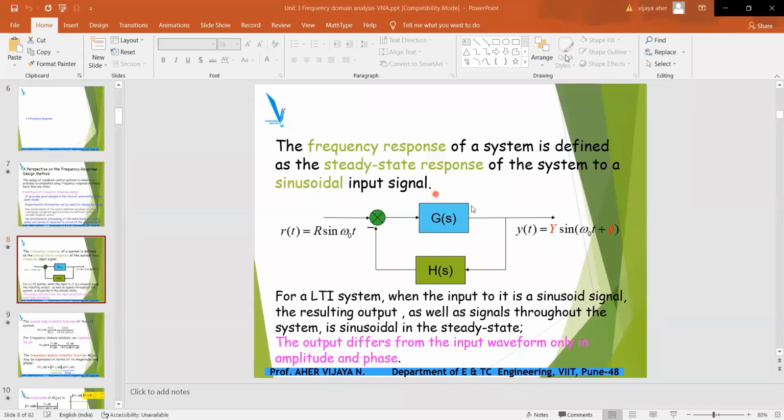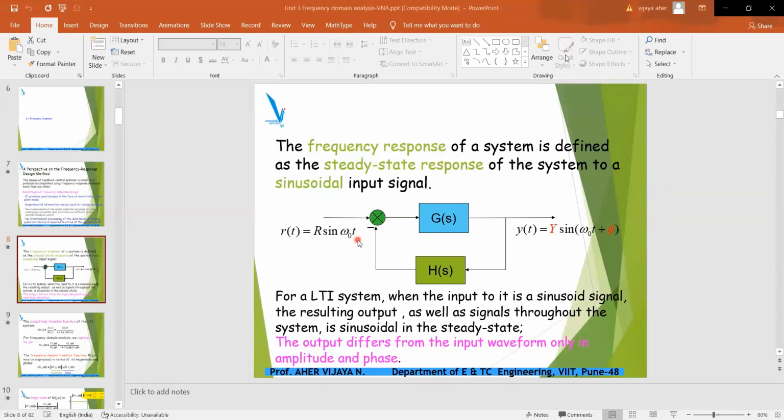So this is our system, your control system. A control system is represented by a process and a feedback element. This is our closed loop control system, a simple block diagram of a closed loop control system. This block is your process with transfer function G(s), and the second block is your feedback element with transfer function H(s). This is your summing point, and this is your input signal, r(t) equals R sine omega 0 t.